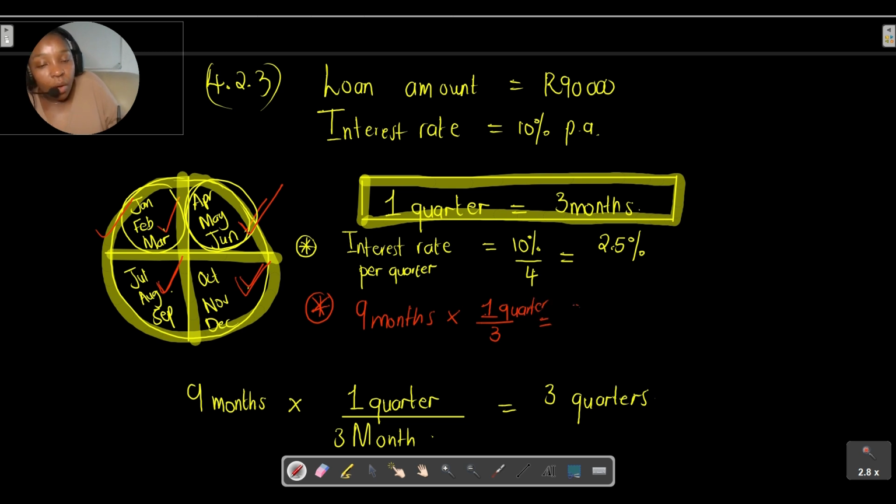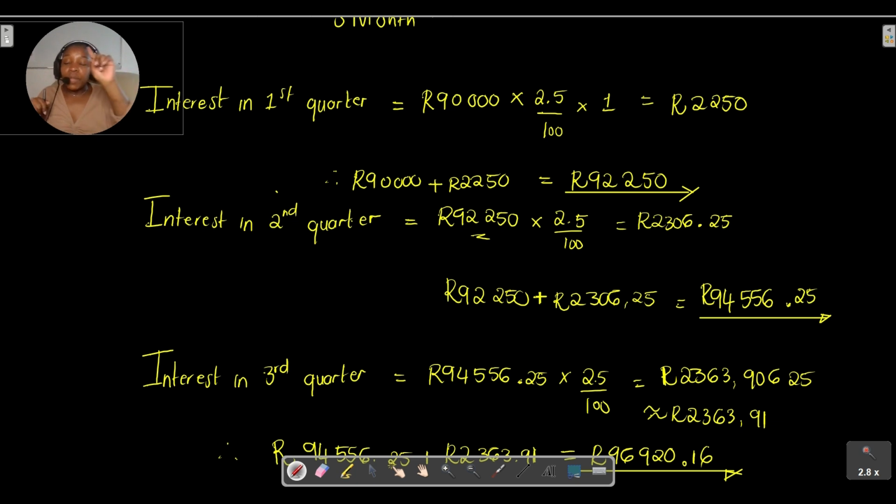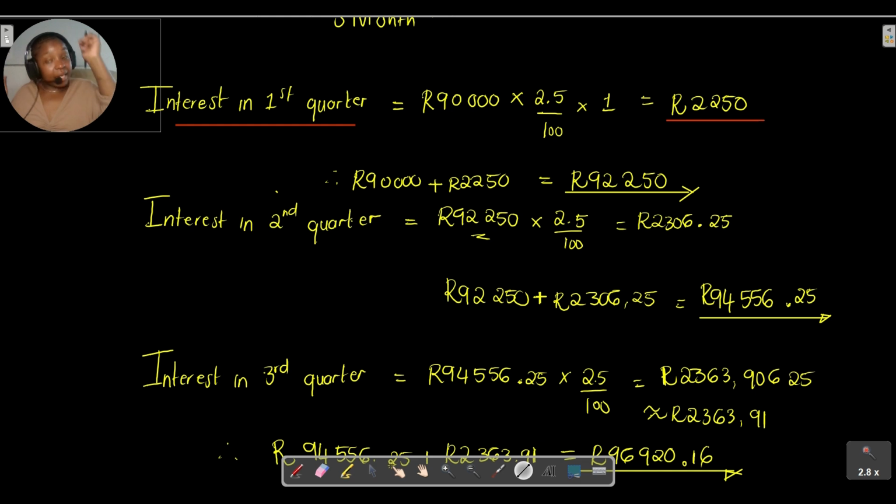Okay, so we'll find that we're basically dealing with 3 quarters. That means we're going to repeat this calculation 3 times. So, interest on the first quarter: how do you calculate it? You take that 90,000 and multiply by the interest rate times 1. Even if you don't multiply by 1, it's just the interest in the first quarter. This is how much interest will be added to the amount that he borrowed in the first quarter.